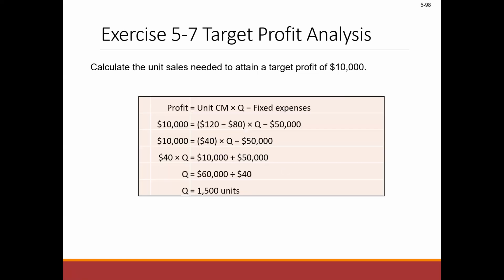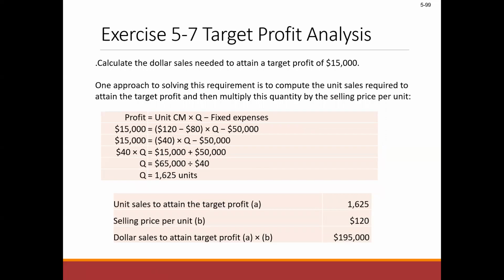$15,000. So if we want to come up with unit sales, our profit of 10,000 equals the contribution margin times the quantity minus our fixed. So the profit's going to equal 40Q minus 50,000. So 10,000 plus 50,000, 60,000, divided by $40 comes up with our number of units. And to figure that in sales, 1,625 units times the selling price per unit gives us the number.